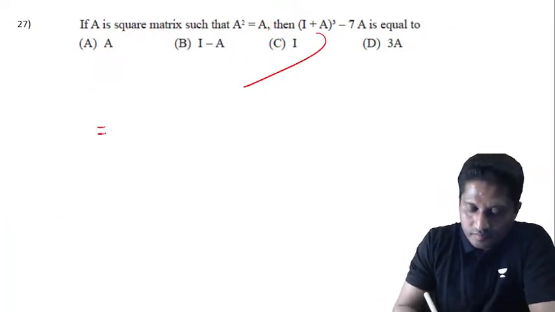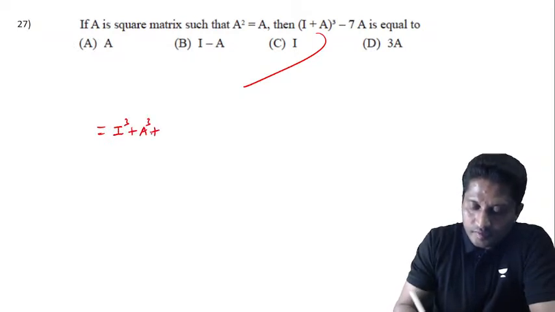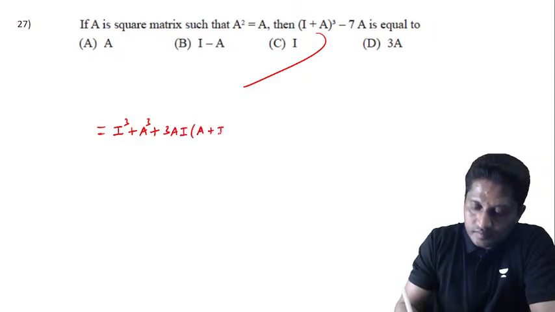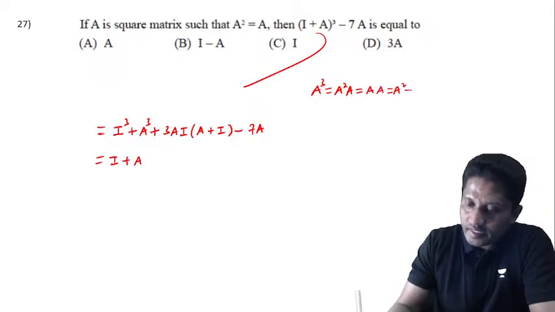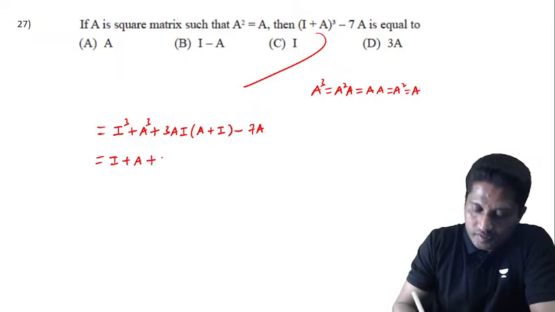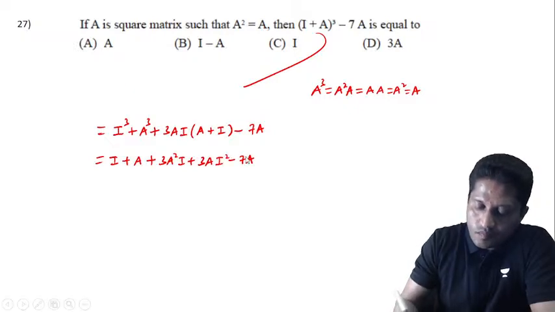This should be equal to A cube plus B cube plus 3AB into A plus B minus this is 7A. I cube is I, A cube can be written as A square into A. So this is A square is A only. A into A is A square. A square is again A. Plus this is 3A square into I plus 3A into I square minus 7A.